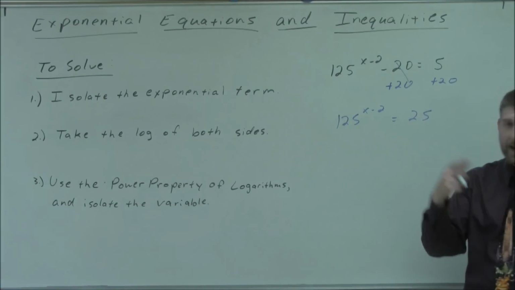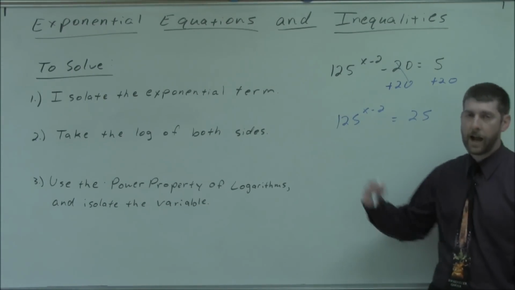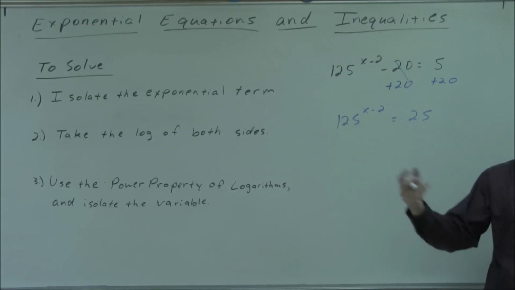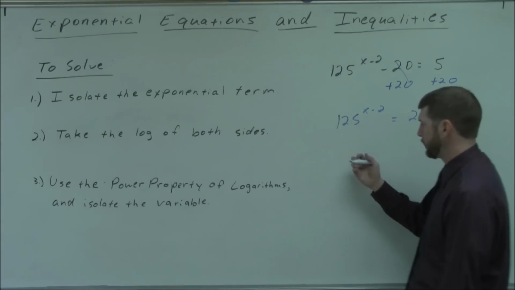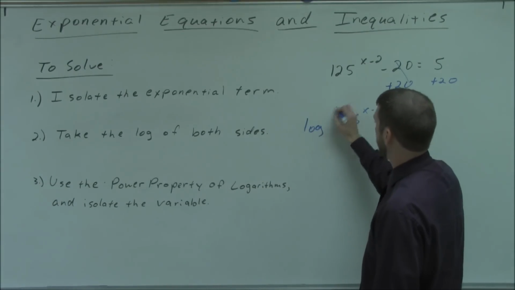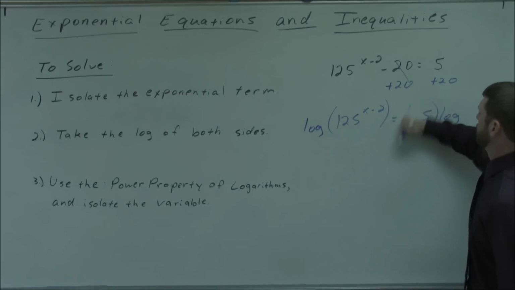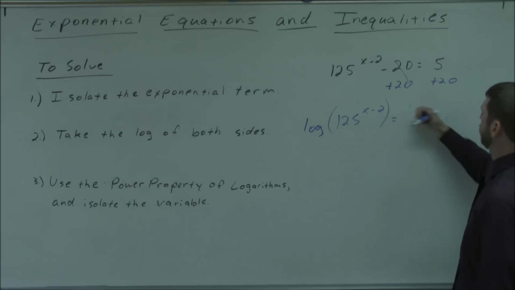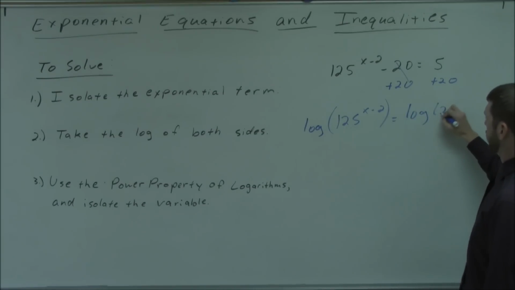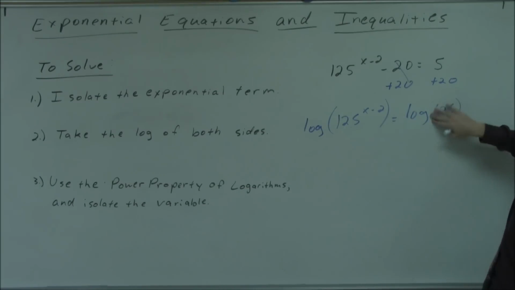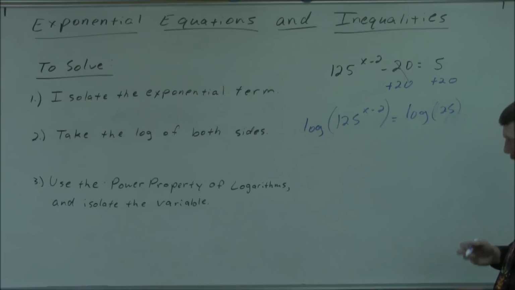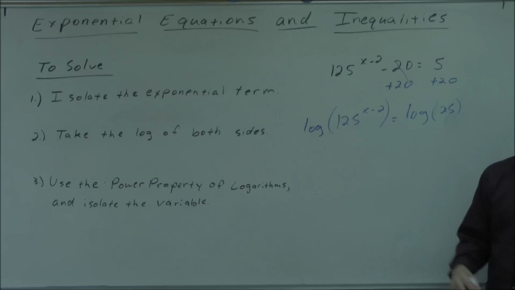Just like I would divide both sides by the same number or add, like we did here with the 20 to both sides. If I take the log with the same base of both sides, and technically it's log of 25, but you'll see me be lazy sometimes and write it on the outside on the far right. Now we can start doing some work.